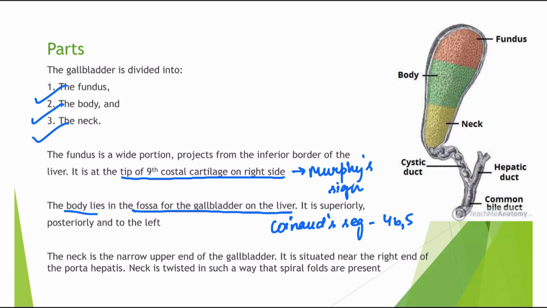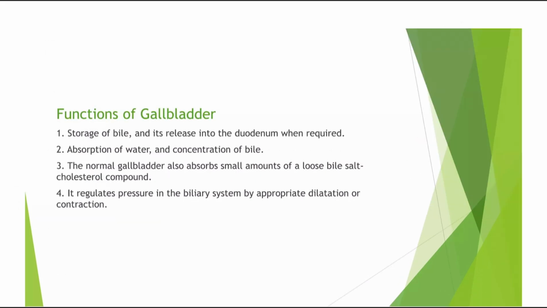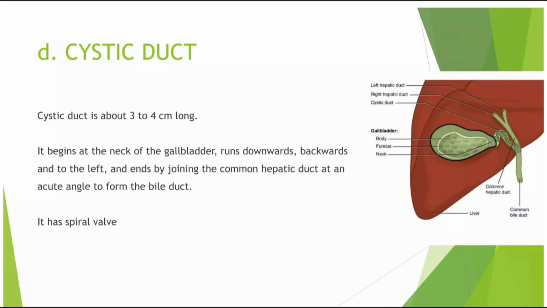Then moving to the next slide, we will study some functions of the gallbladder. It is very important, as I already told you, that it stores the bile, and when it is required, that is after feeding, it releases it into the duodenum. What does it do during storage? It absorbs water from the bile and concentrates it. The normal gallbladder also absorbs a small amount of bile salts and cholesterol compounds, not that important. Moving to the next slide.